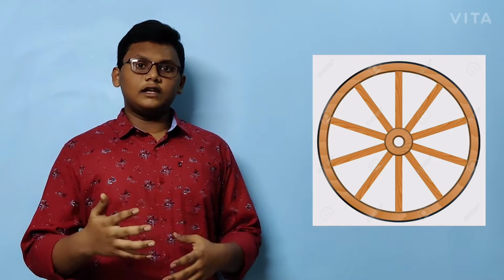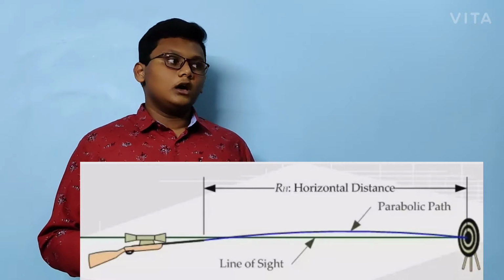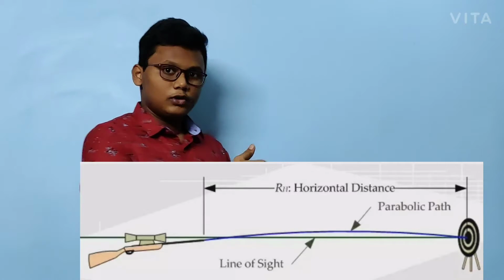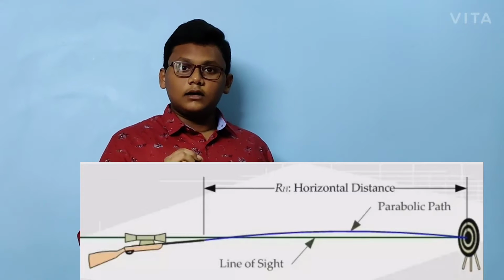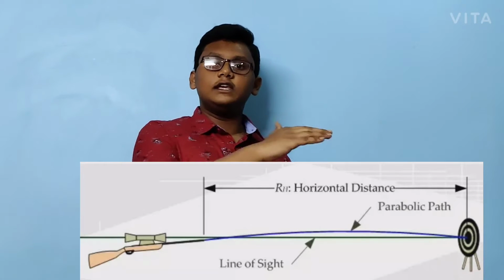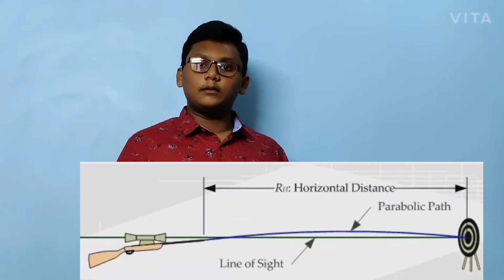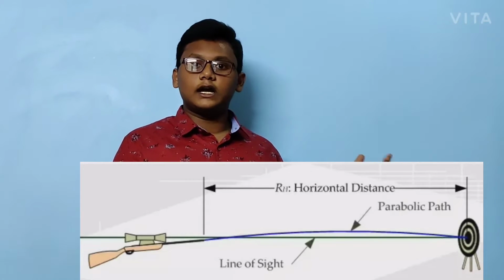You might have noticed many shapes and curves in your daily life, such as a wheel, that is a circle, right? Similarly, when a bullet is fired from a gun, the path of the bullet is a parabola. You might have already read about this in projectile motion in kinematics. And that is a parabola.